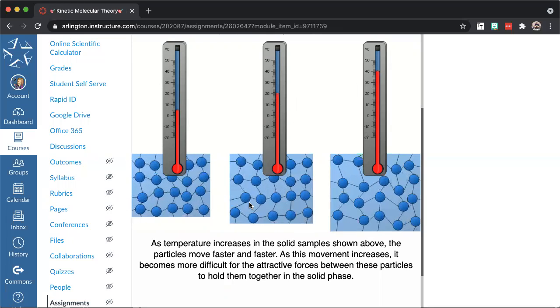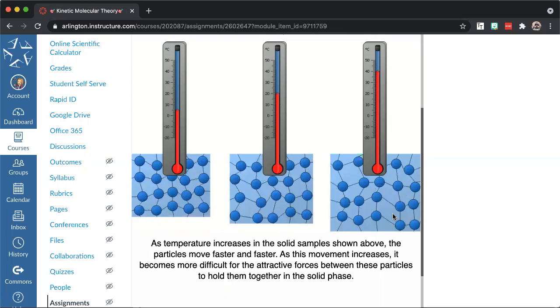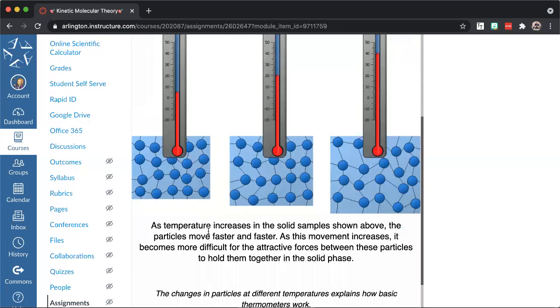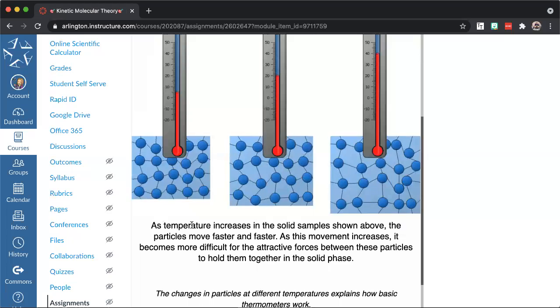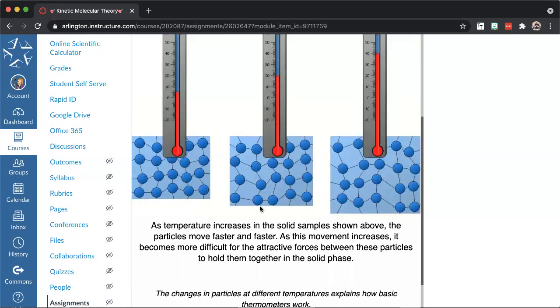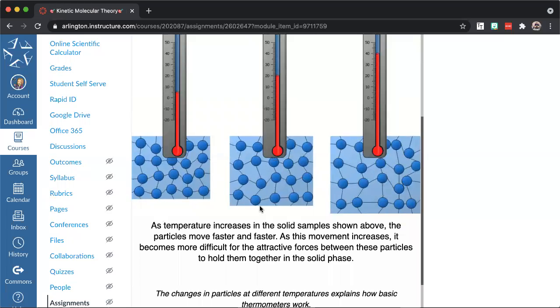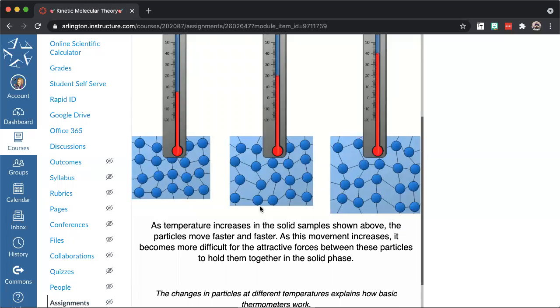And if you look at the little image below with the particles, you can see they're moving faster as you increase the temperature. This is obviously a solid because you can see they're all kind of connected, close together. As you increase the temperature, the solid particles start absorbing more energy and they start moving more and more because they have increased kinetic energy.